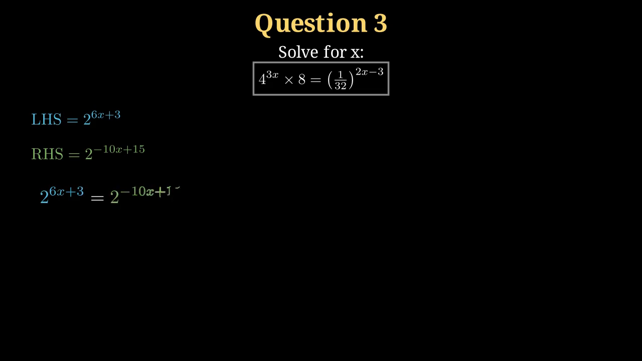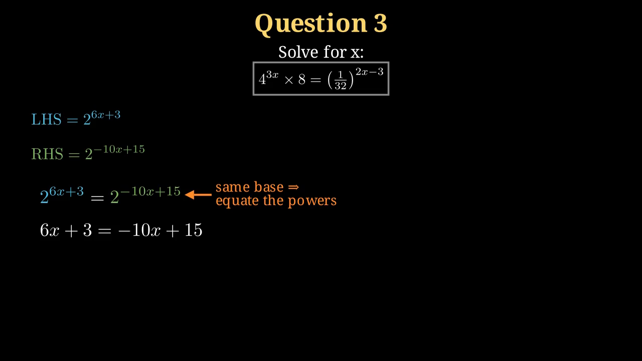So now both sides are powers of 2. 2 to the 6x plus 3 equals 2 to the negative 10x plus 15. When the bases are equal, the powers themselves must be equal. So we can just compare the indices. 6x plus 3 equals negative 10x plus 15.